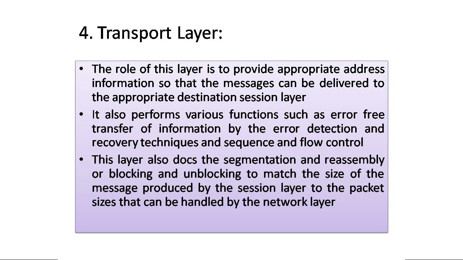4. Transport layer. The role of this layer is to provide appropriate address information so that the messages can be delivered to the appropriate destination. It also performs various functions such as error-free transfer of information by the error detection and recovery techniques and sequence and flow control. This layer also does the segmentation and reassembly or blocking and unblocking to match the size of the message produced by the session layer to the packet sizes that can be handled by the network layer.